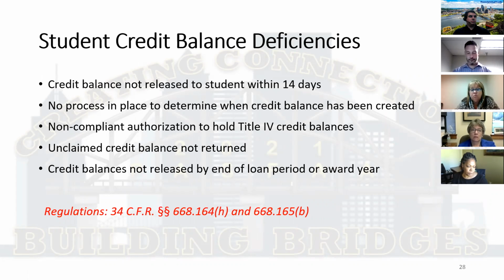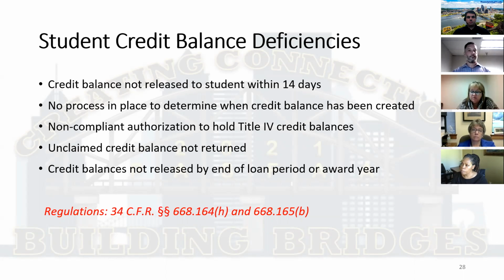There are cases where the credit balance is held without a student authorization, and the authorization that was put into place wasn't compliant. So it did not explain what funds were covered. It maybe didn't clearly explain how the student or the parent could cancel or modify that authorization. So you want to make sure that the authorization that you have in place is a compliant authorization for you to be able to hold those funds.